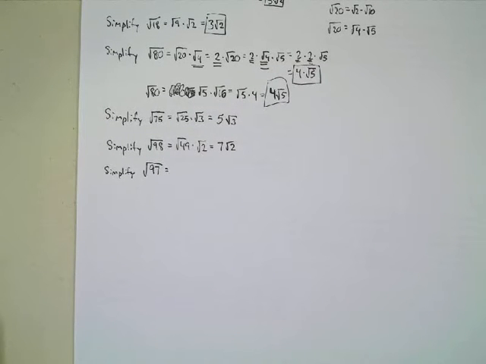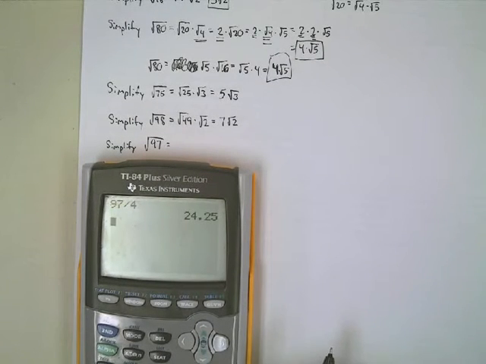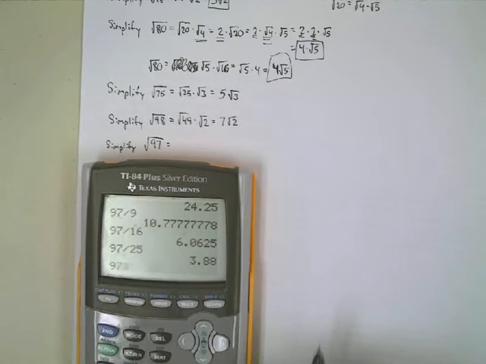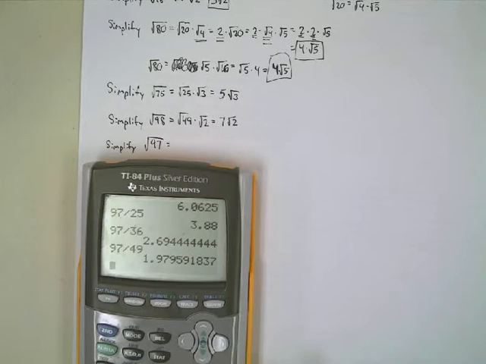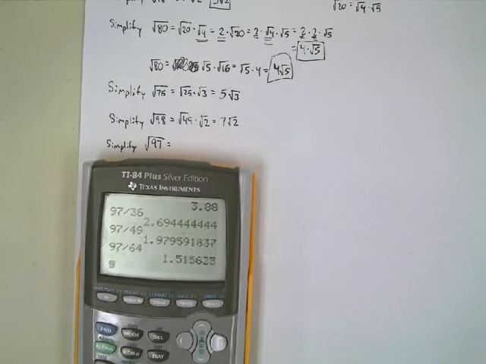97. Okay. So now I'm going to look to my calculator. 97 divided by 4. Nope. 97 divided by 9. Nope. Divided by 16. Nope. Divided by 25. Nope. Divided by 36. Nope. Divided by 49. Nope. Divided by, the next one is 64. Should have known that. Nope. 97 divided by 81. They can't be simplified. But we still have so many other perfect squares to pick from, but it can't be simplified.